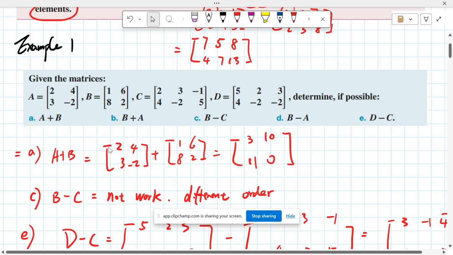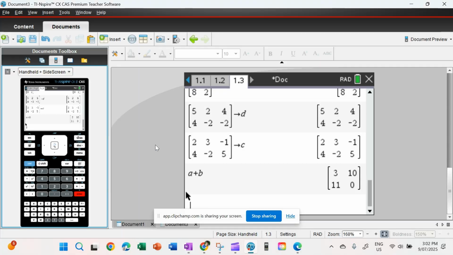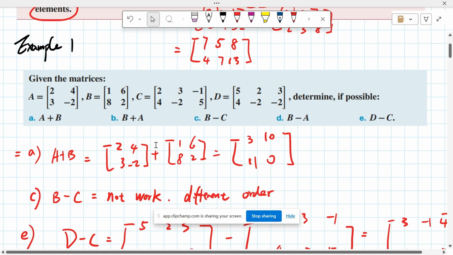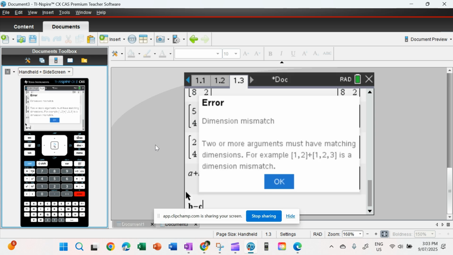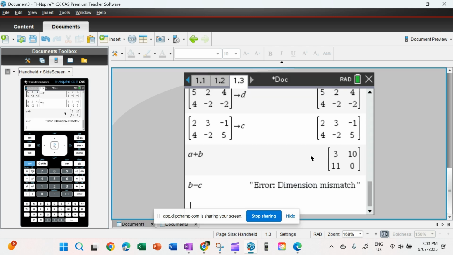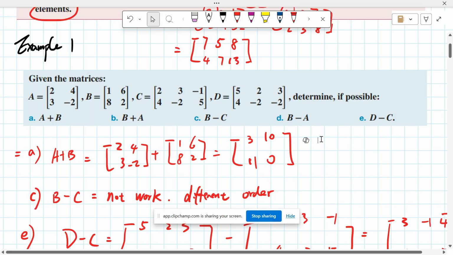Now let's find out. If I have A plus B, it should give the answer straight away. And if I say B minus C, you cannot do it because you have a different order. Did you see that happen? That means the dimension mismatch. Hopefully that makes sense. And here is a quick screenshot for you guys to understand that.